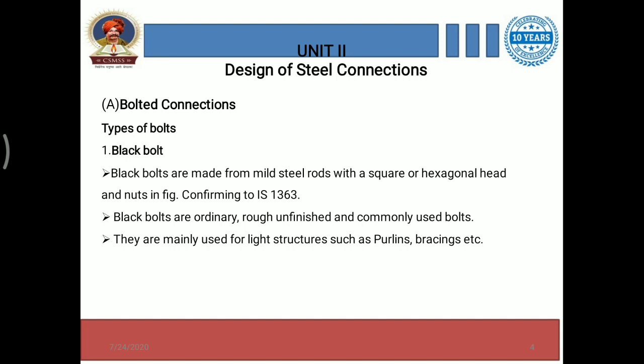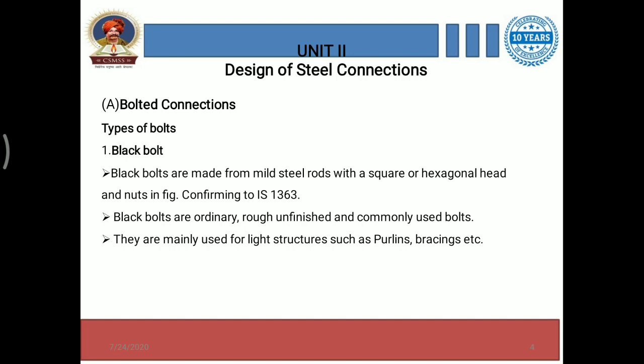As I have already mentioned in the last lecture, nowadays structural members are connected to one another through bolts or welds mainly, and the use of rivets is generally avoided due to some disadvantages, and that's why bolted connections are generally preferred in most of the cases instead of riveted connections. So the simple type of bolted connection is done by using black bolts.